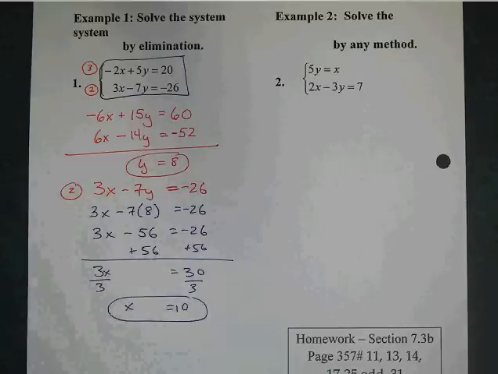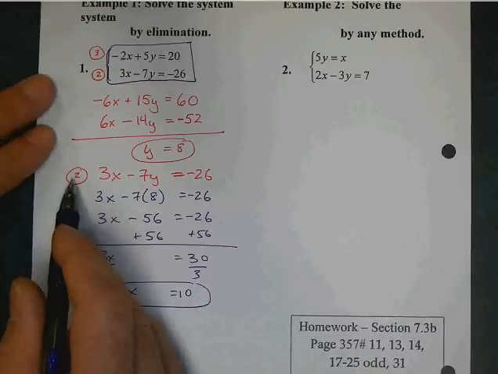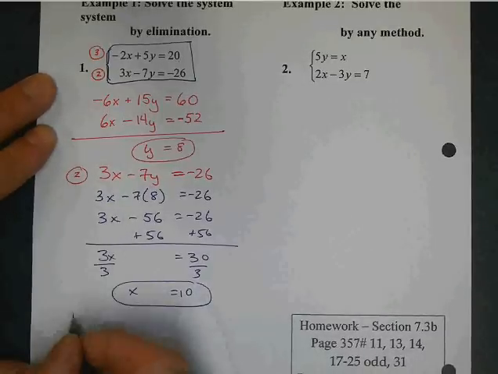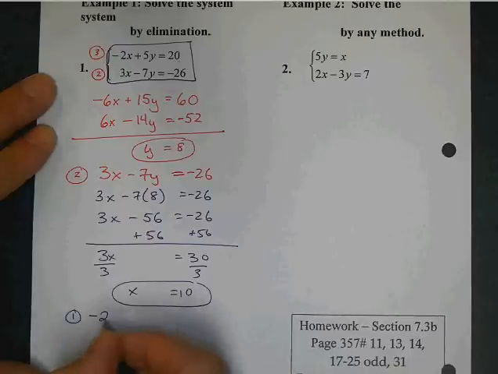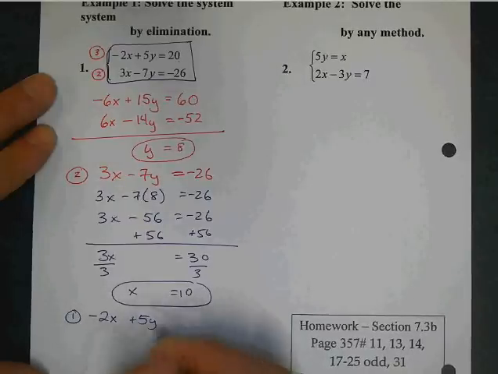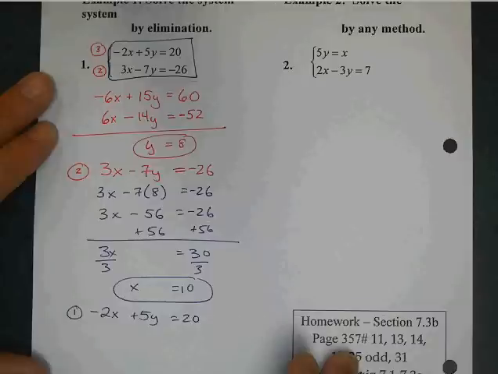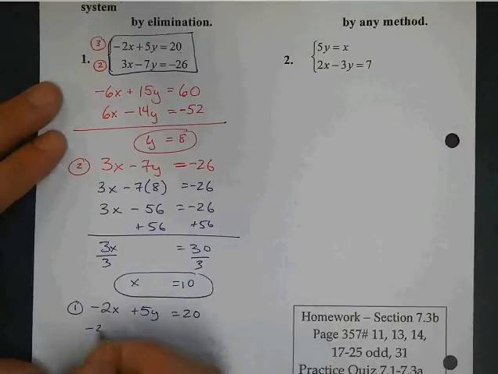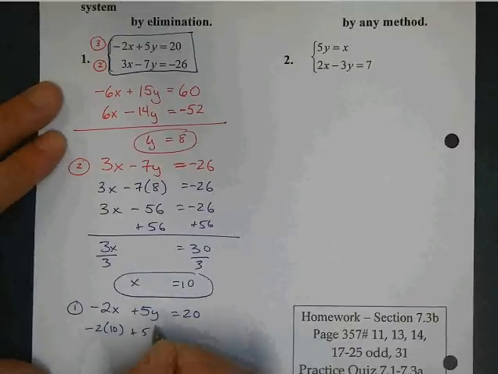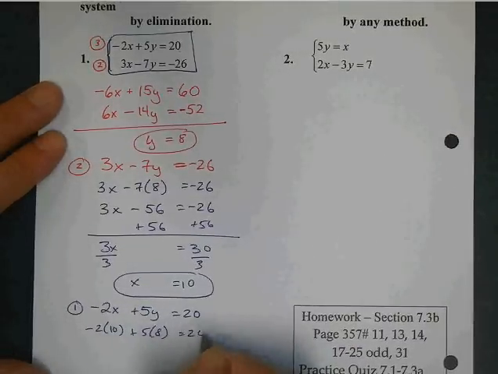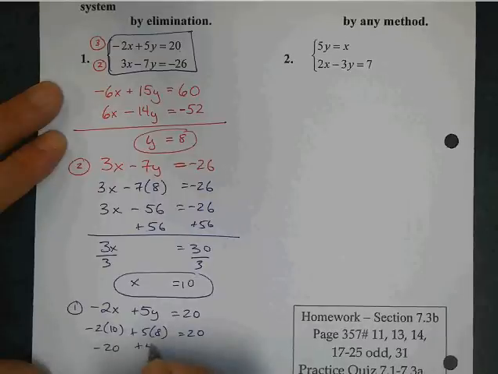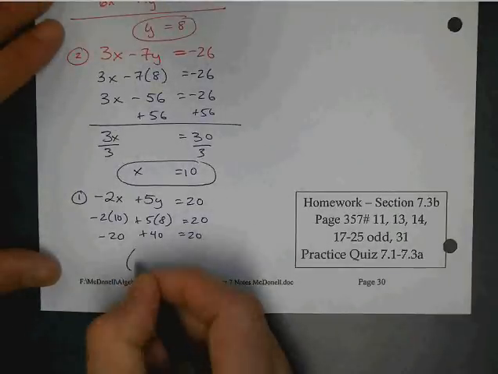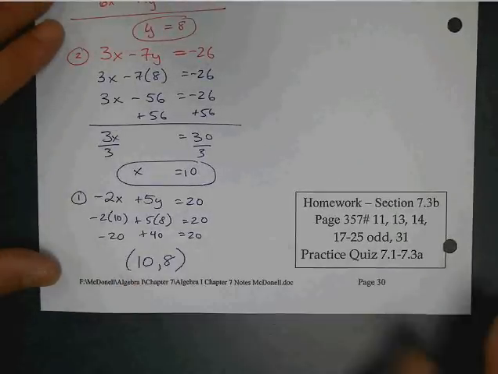Ryan said to use equation 2 to solve it. So just check it, Ryan. What equation must I use? The first, okay. So I'm going to recopy down the first equation. There it is. Plug in my values. 10 and 8. So negative 20 plus 40 equals 20. Is that true? It certainly is. So my answer is 10, 8.